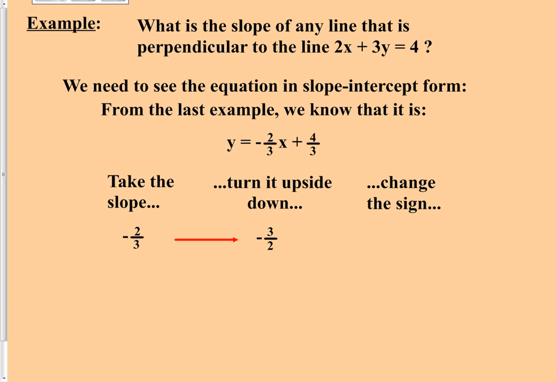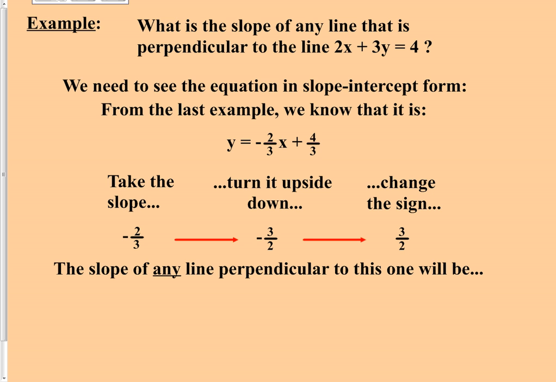And then we will change the sign. So it's a negative 3/2, which will become a positive 3/2. Take the slope, turn it upside down, change the sign. That is negative reciprocals. So the slope of any line that wants to be perpendicular to the line that they gave us is going to have a slope value of rise 3 and run 2.